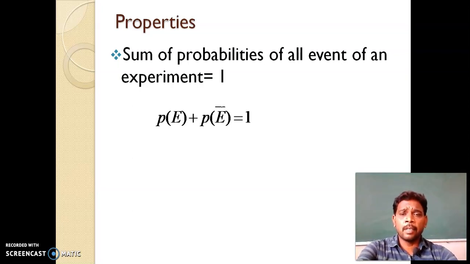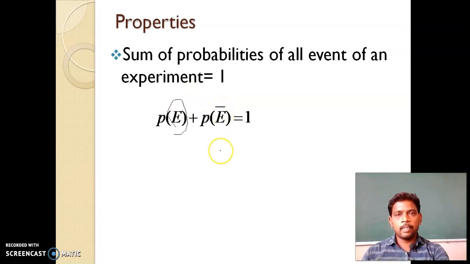From that you can derive one formula: P of E plus P of E bar equal to 1. I already said E is nothing but the event and E bar is nothing but the opposite event of E. That is the meaning of E bar. For example, if you are tossing only one coin and you are expecting the head, then getting head is E and the tail is nothing but your E bar.